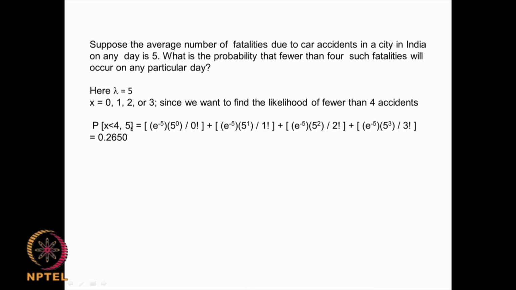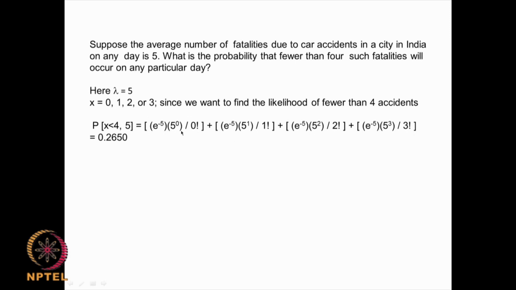So, the probability that fewer than 4 accidents take place, that means x less than 4, that means it can be x equal to 0, or 1, 2, 3, and lambda is 5. So, e power minus lambda into lambda raised to the power x, in this case 0, divided by 0 factorial, then e power minus 5 raised to the power 1 divided by 1 factorial, e power minus 5 raised to the power 2 divided by 2 factorial, e power minus 5 raised to the power 3 divided by 3 factorial.